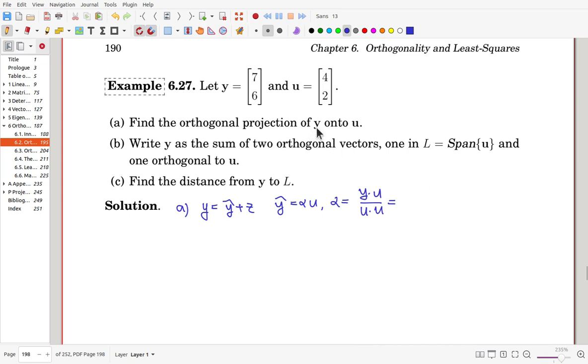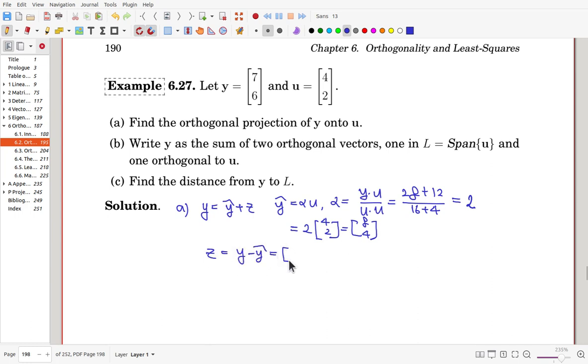Okay, y dot u is here 28 plus 12, and divided by u dot u, that is 16 plus 4. Bottom is 40, top is 20, bottom is 20, top is 40, so it is 2. So here y hat is twice u, and that is now 4 and 2, so that is 8 and 4. Okay, so we have z equals y minus y hat.